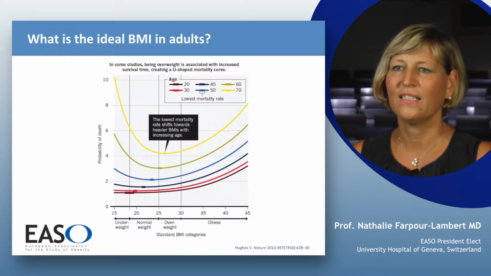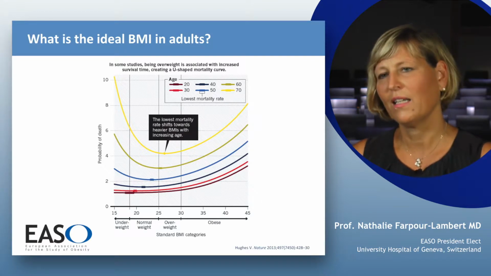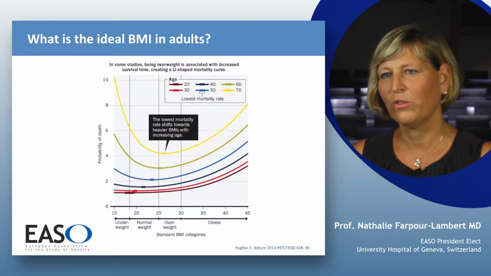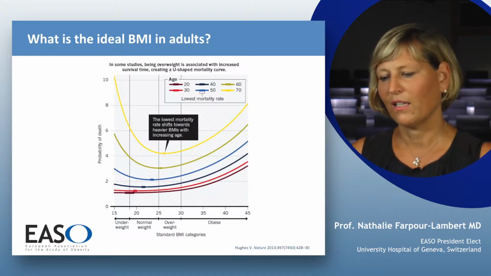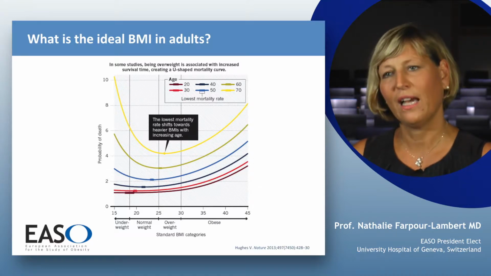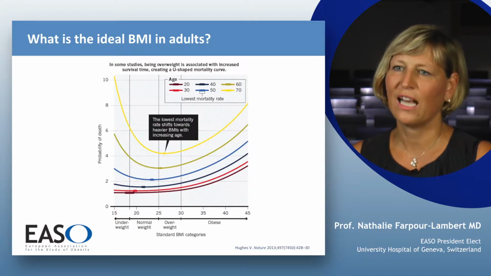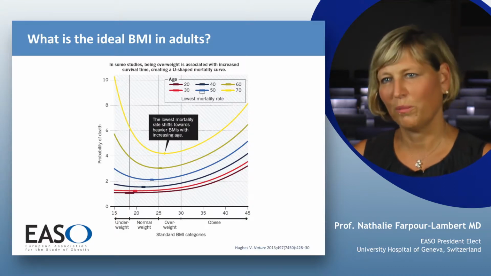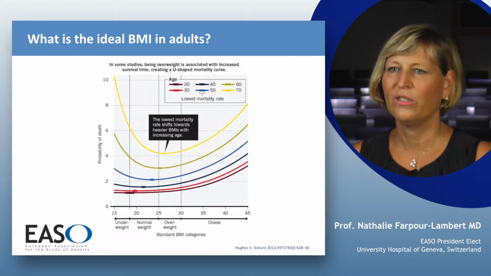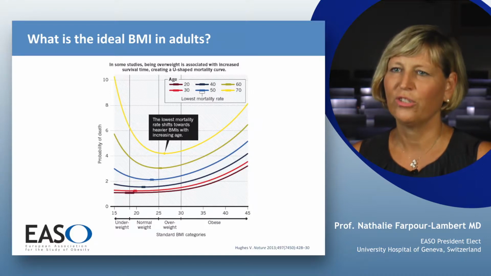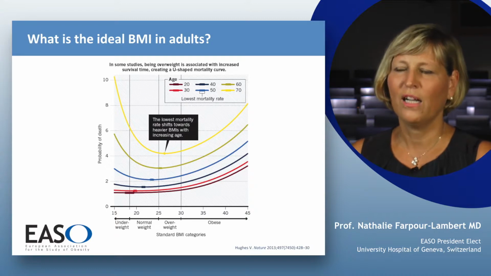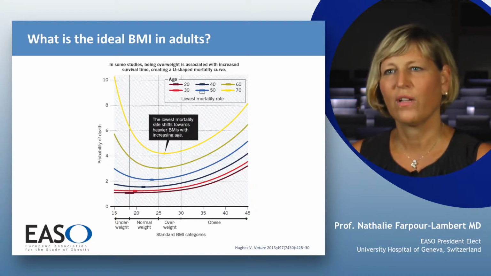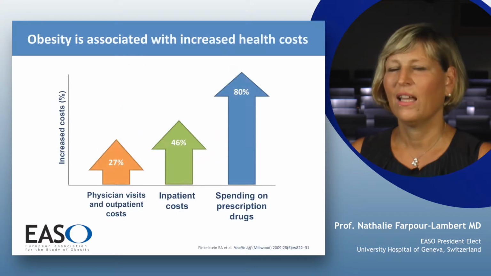Some studies have now shown that an increased BMI over 25 might be associated with better health and decreased mortality in the aged population. However, in the population between 20 and 60 years old, a BMI under 25 is recommended.